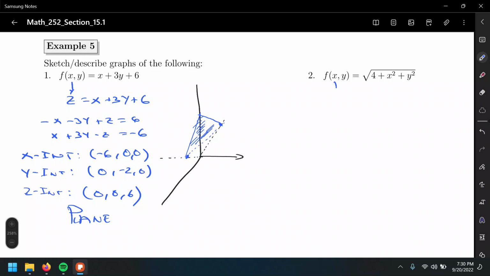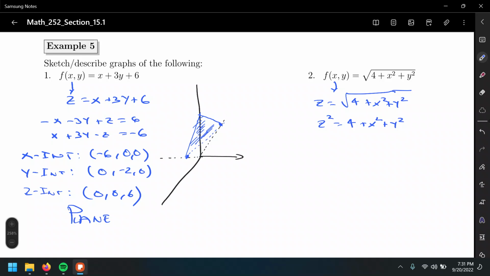Well, number 1, let's replace f of x y with z, and that's equal to the square root of 4 plus x squared plus y squared. And let's square both sides to get rid of this radical. In order to get the graph, which is actually what we're going to do here, it's going to help us understand what we're going to do in the next topic.